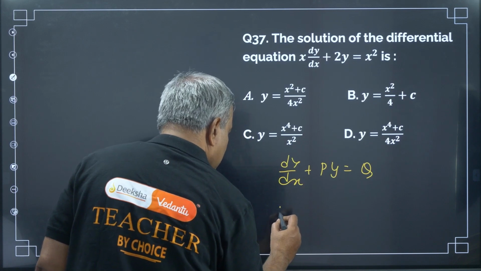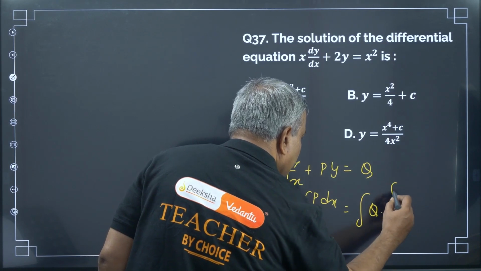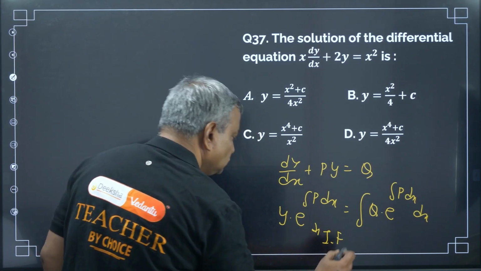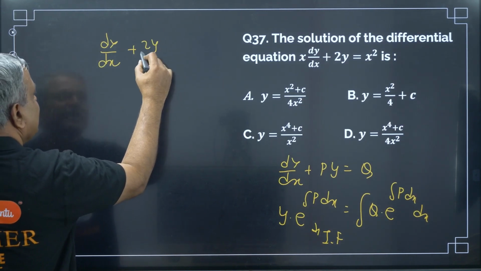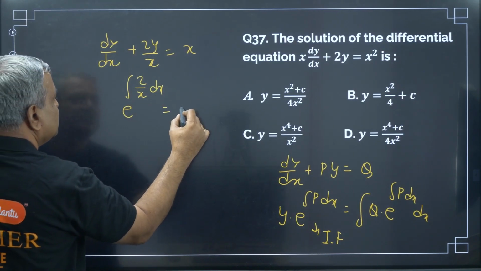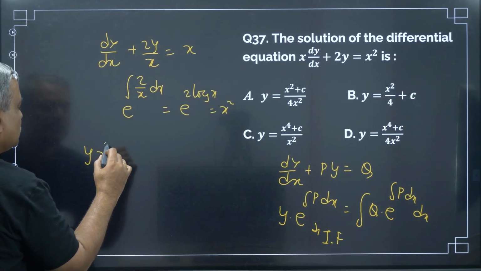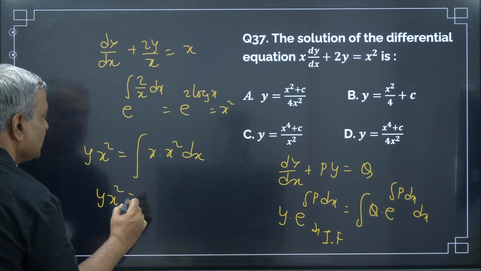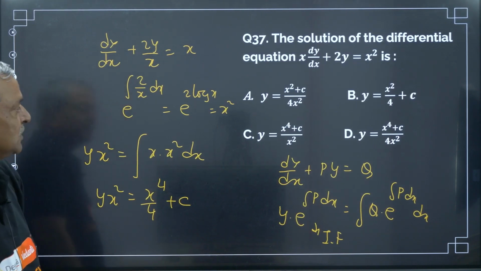So what is the solution? Y into e to the power integral p dx is equal to integral of q into e to the power integral p dx. So e to the power integral p dx is called the integrating factor. Now this can be reduced as dy by dx plus 2y by x is equal to x. What is the integrating factor? Integral of 2 by x dx, which is equal to 2 log x, which in turn gives x square. So this becomes y into x square is equal to integration x into x square dx. So we get yx square is equal to x to the power 4 by 4 plus c.